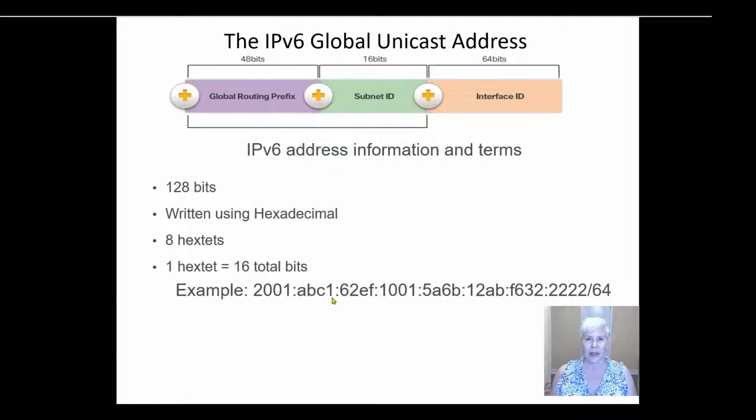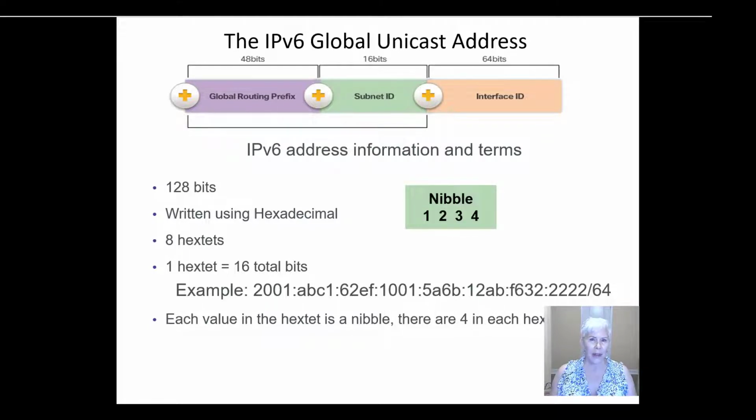2001, ABC1, each of these is called a hextet, and each hex value is 4 bits. That's how we get up to the 128. Each value in the hextet is called a nibble. As an example, if you look right here, this is a nibble. It's 4 bits. There's our next nibble, and then another, and then another. So 4 nibbles make up a hextet.